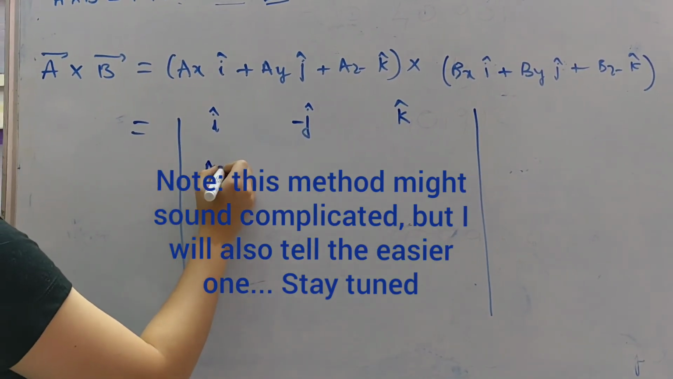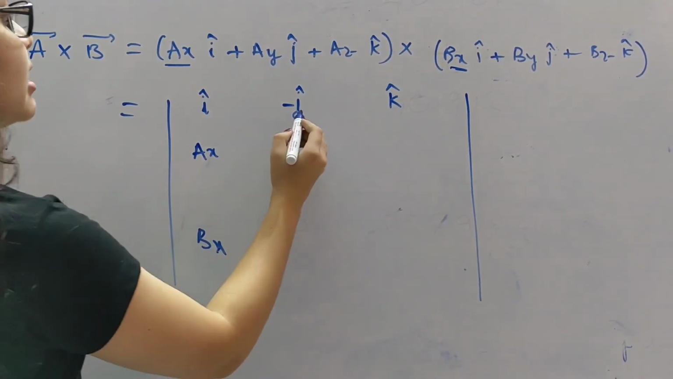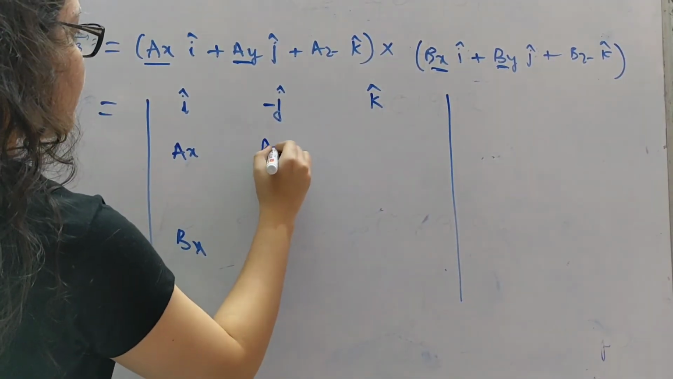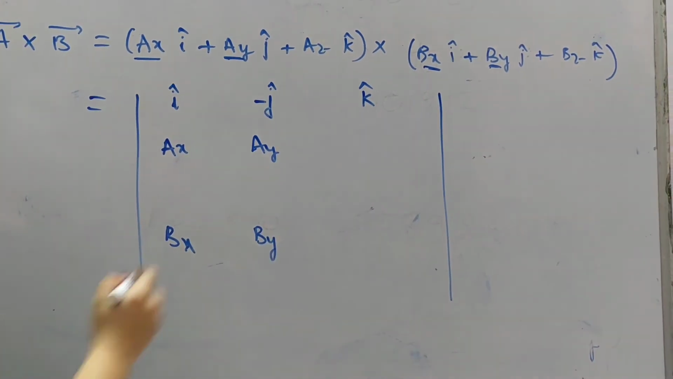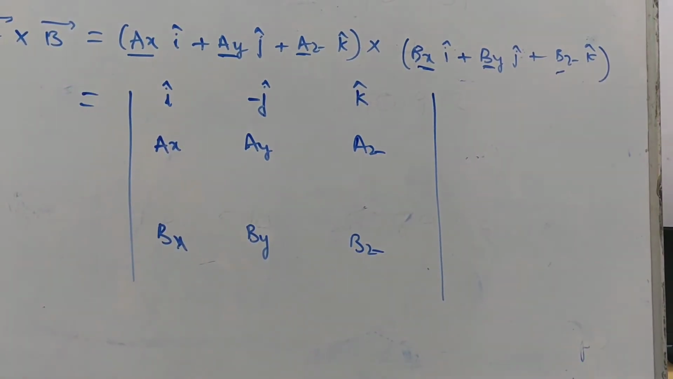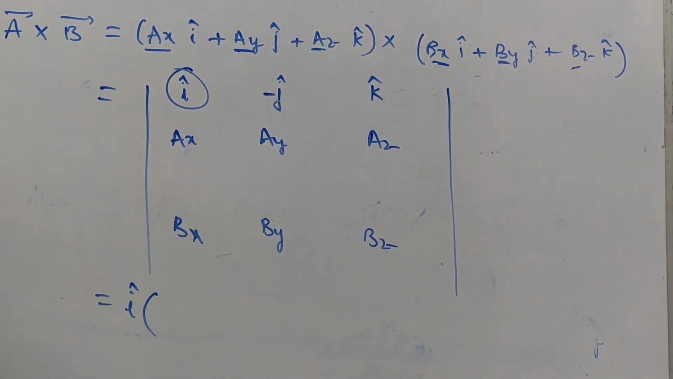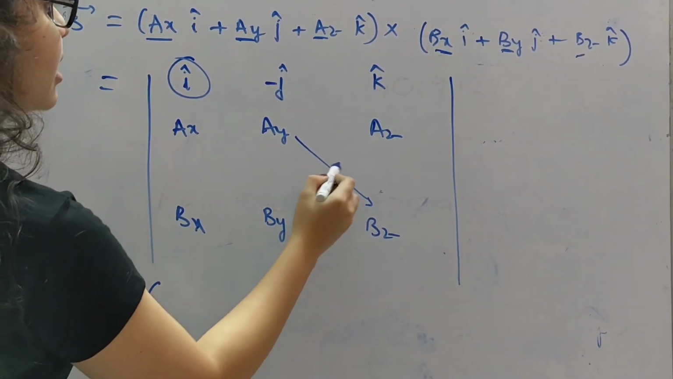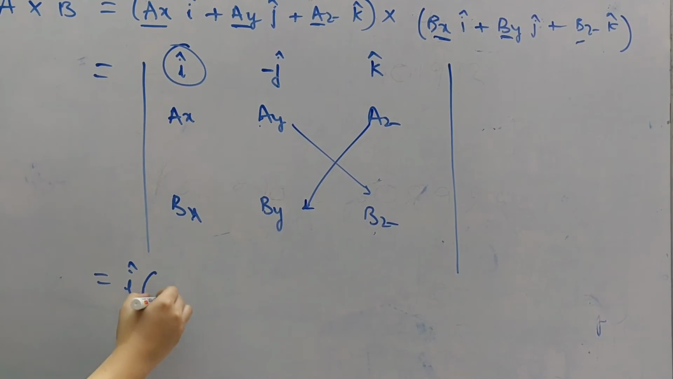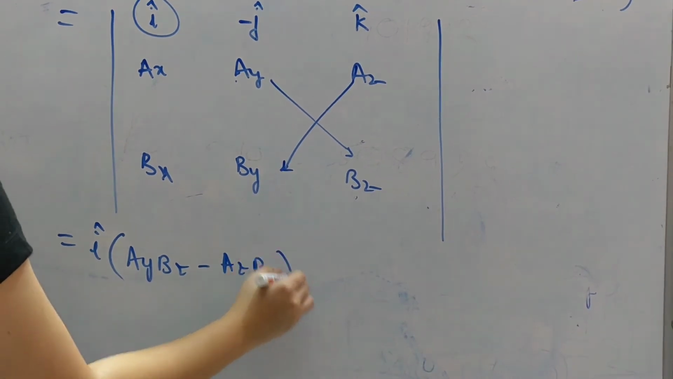Here write the I cap components, that is AX and BX. So I write AX and BX. Similarly, don't see the minus, just write the J cap components, that is AY and BY. Similarly, write the K cap components AZ and BZ. Now let us evaluate this function. So when we are finding I cap components, we will write it as multiplication of AY into BZ and then minus AZ into BY. So AY BZ minus AZ BY.